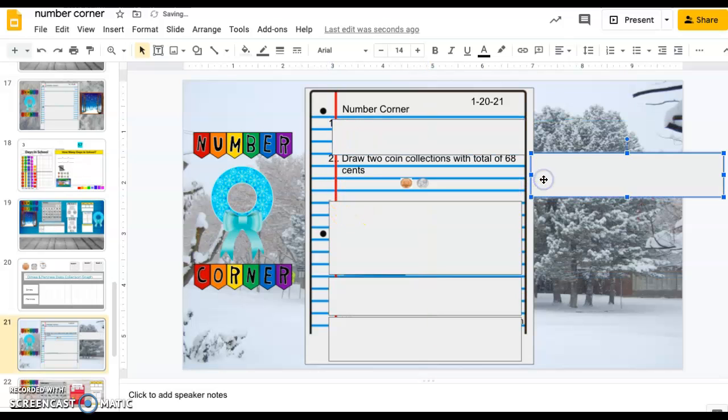Next to number 2, you are going to draw 2 different coin collections that have a total of 68 cents. 68 cents. Press pause if you need more time.